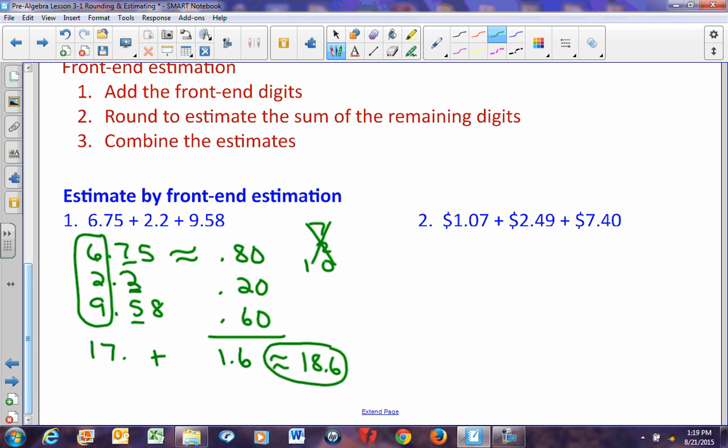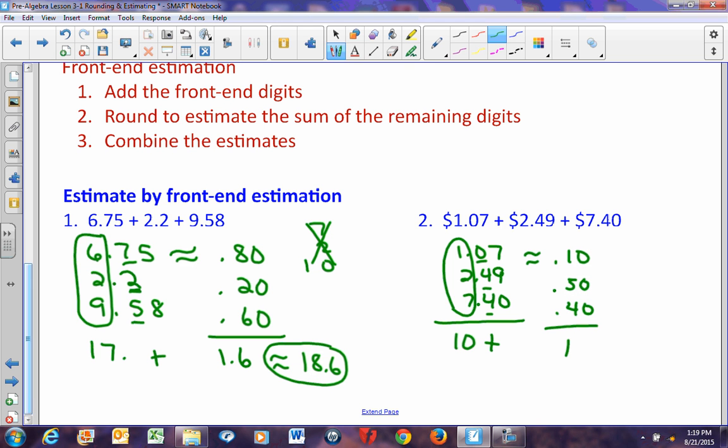All right, let's take a look at this next one. $1.07, $2.49, $7.40. Add my first digits. It's 10. Plus, I am going to round these to the nearest 10 cents. So this would be 10 cents. This would be 50 cents. And this would round to 40 cents. That's another dollar. If I add 10 plus 1, I get approximately equal to $11.